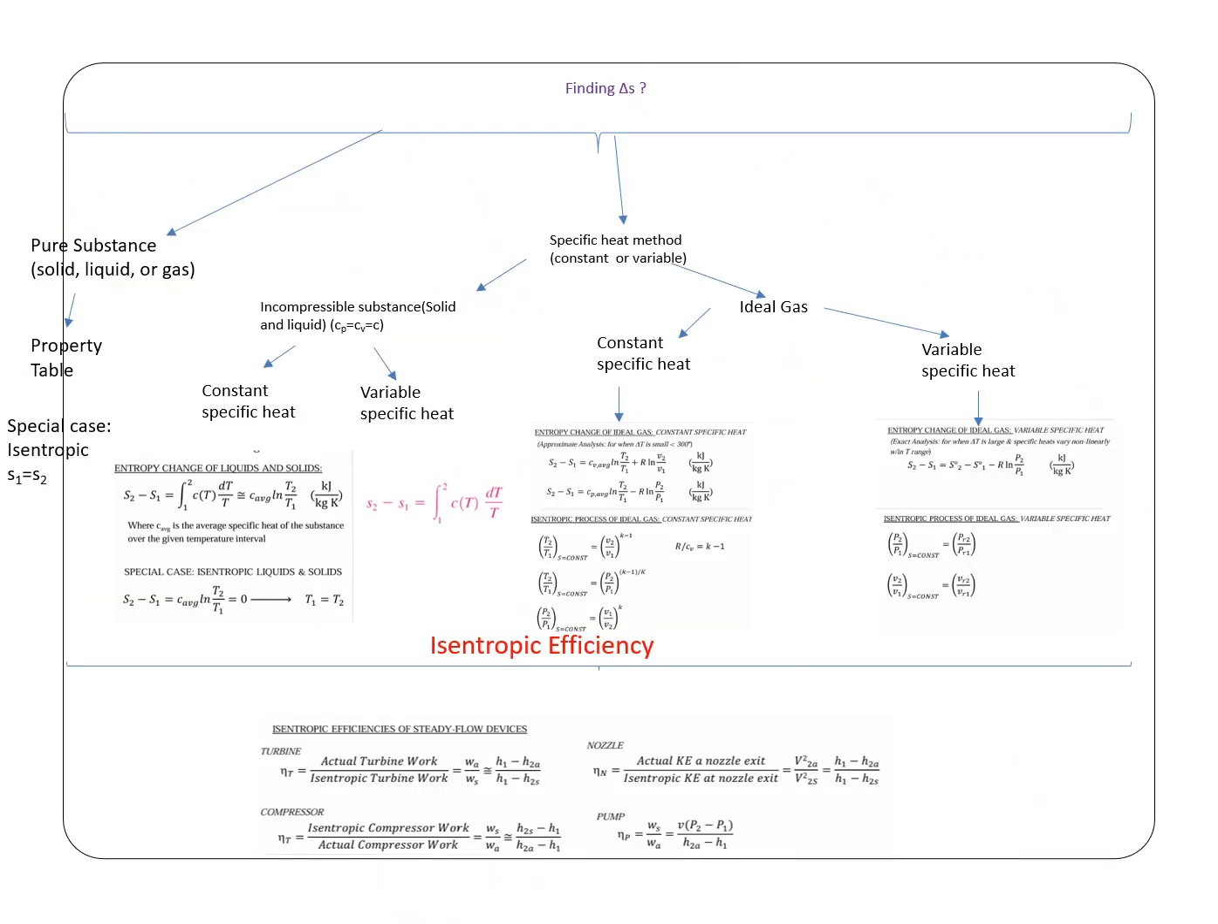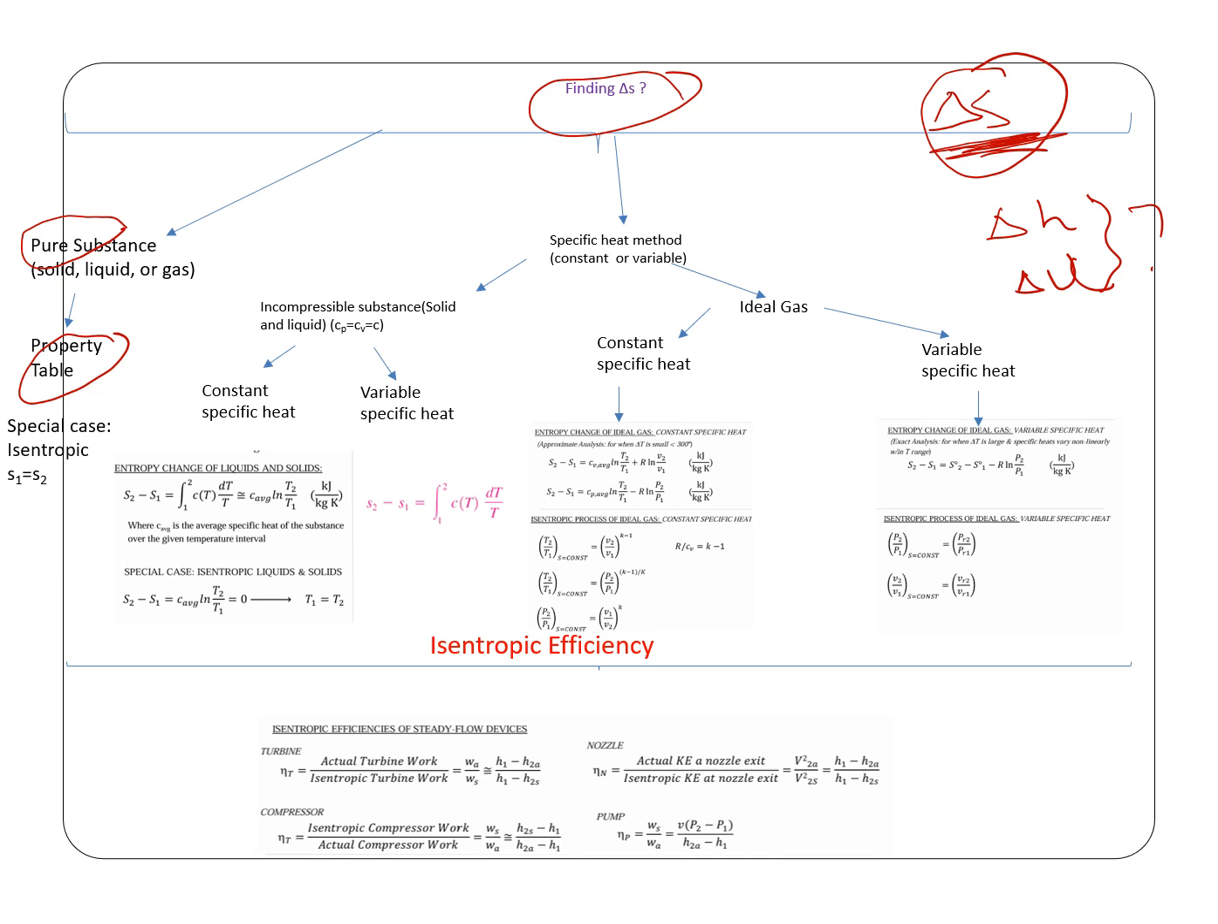Now, how do you find delta S? Because if you see in the entropy equation, the key parameter is delta S. In the energy equation, the key parameters are delta H and delta U. We'll talk about this later on, but for now we'll see how you can find the change in entropy. Always, if possible, use the property table for a pure substance, whether solid, liquid, or gas, or a combination of these. And there is a special case which is isentropic. If you see the word isentropic, that means S1 would be equal to S2.